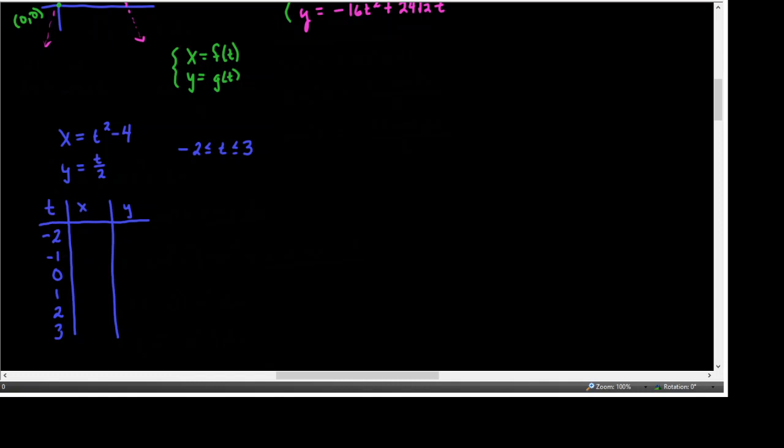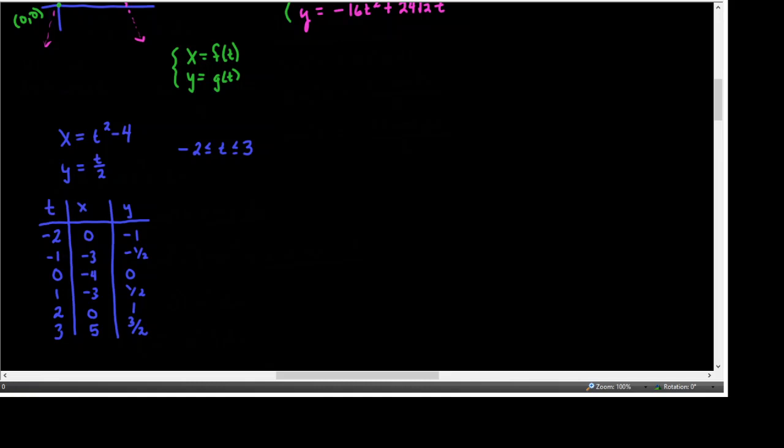When t is -2, -2 squared is 4, 4 minus 4 is 0. Substituting -1, I'll get -3. 0, I'll get -4. 1, I'll get -3. 2, I'll get 0. And 3, I'll get 5. Okay, now y. When t is -2, I'll get -1. -1, I'll get -1/2. 0, I'll get 0. 1, 1/2. 2, 1. And 3, 3/2.